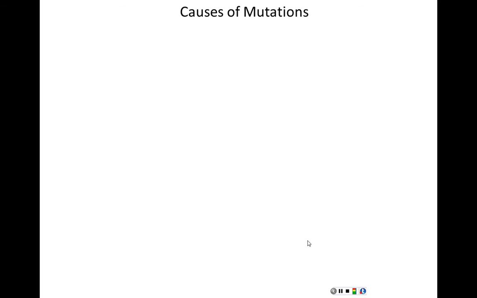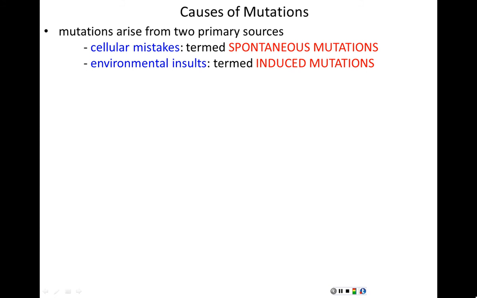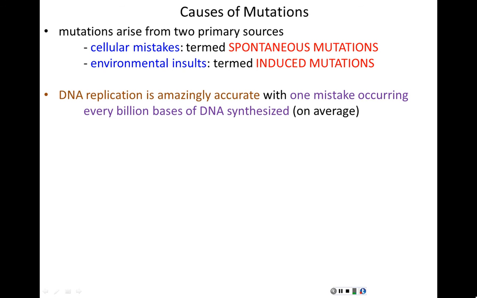So now we have some idea of what types of mutations we can have and the different types of effects that they can have on a cell and more specifically on a protein. Let's talk now about the different causes of these mutations. As I said in the introductory slides, mutations come from two primary sources: cellular mistakes, unprovoked, that occur during normal cellular processes. We refer to these as spontaneous mutations. And environmentally caused mutations due to poisons or toxins or mutagens in our environment, and we term these induced mutations because, in fact, the mutations were induced by some outside force.